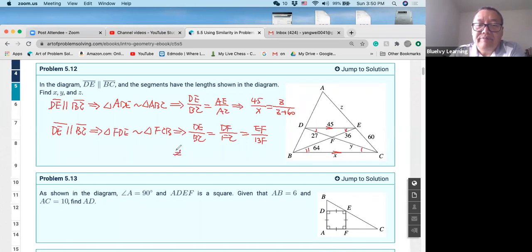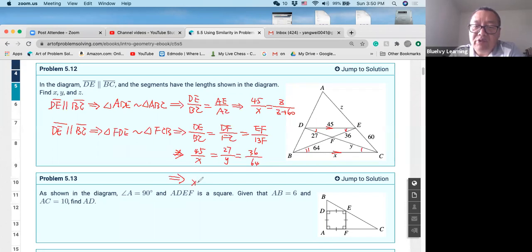Now let's plug the numbers here. So DE, that's 45, BC that's X, then DF that's 27, then FC that's Y, then equals EF that's 36, and BF that's 64. So this equation is very simple. From this one, if you use the first term and the third term, you can get X. Use the second one and the third one, you can get Y. So now let's solve X first.